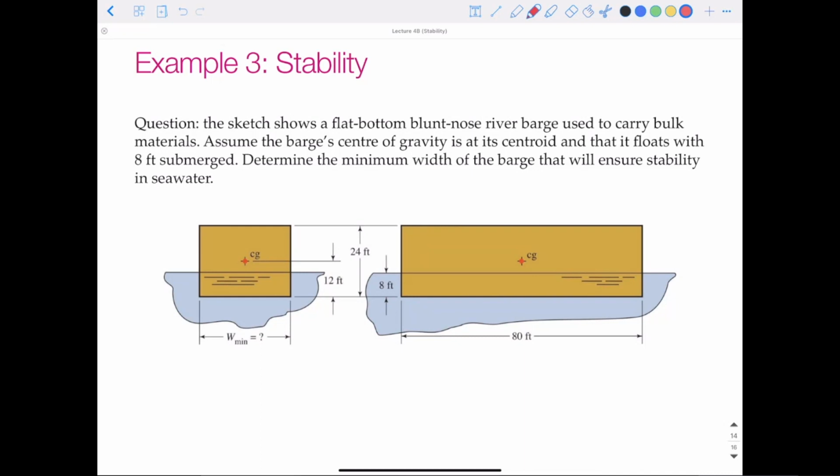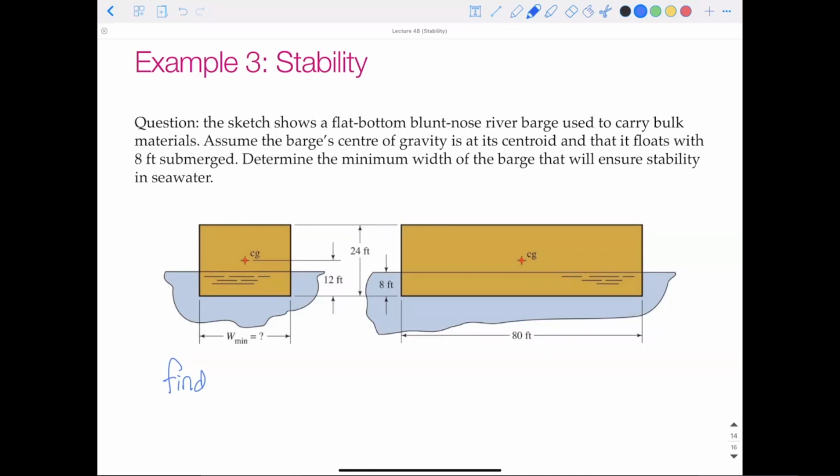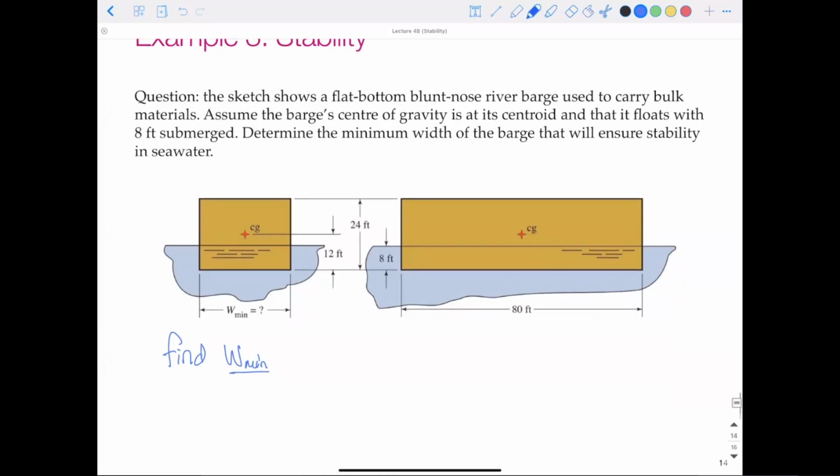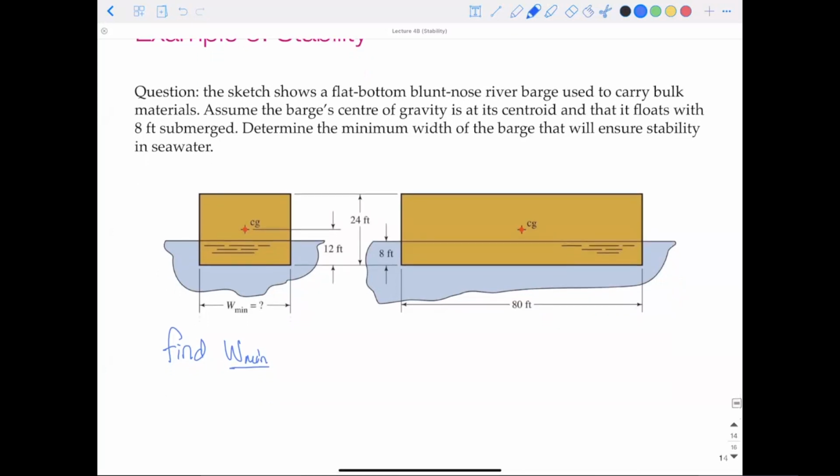So what is that minimum width? How wide does this barge have to be so that you can stack it and bring up its center of gravity to point G, which is 12 feet up from the base, and it has a draft of 8 feet. So if we have our diagram here, where is the center of buoyancy?